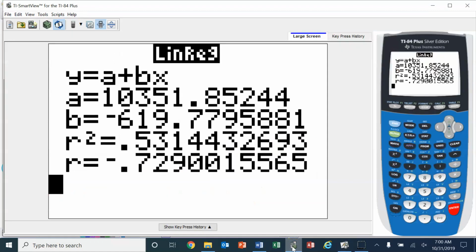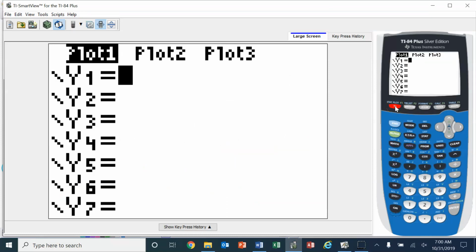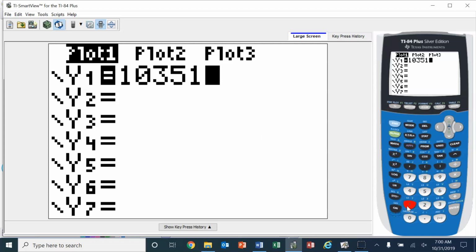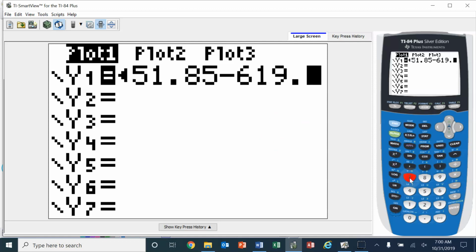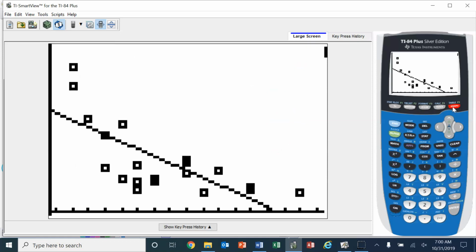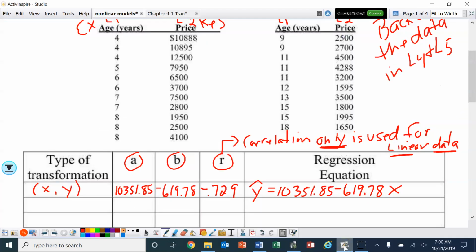Let's go ahead and type that into our y equals: 10,351.85 minus 619.78x. Graph. Okay, again, you can definitely see we've got that curved pattern going. The linear line is not the best. All right, now what are we going to do? Well, this is where we want to look at our picture.